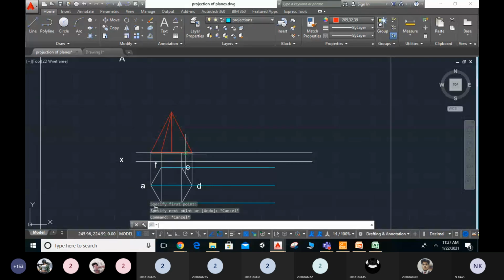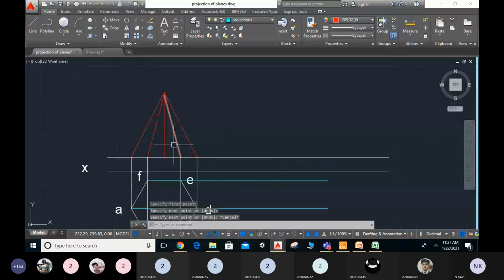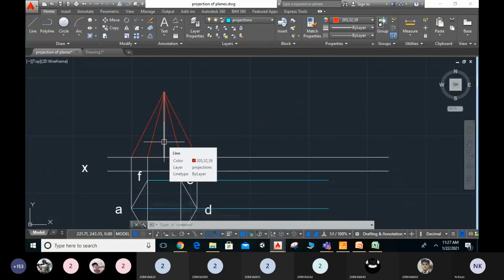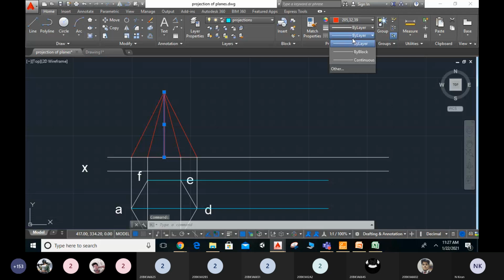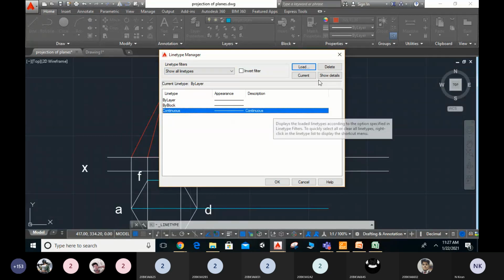Somewhere it has space, this one and this one, and the axis which I have taken, I will delete this line, otherwise I will make it into a hidden line. Okay, I will select this one. See, by layer, here you can see others and selected by layer. Here you can choose continuous or others, you can change the type of lines.